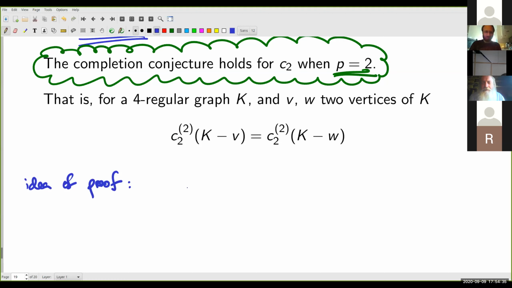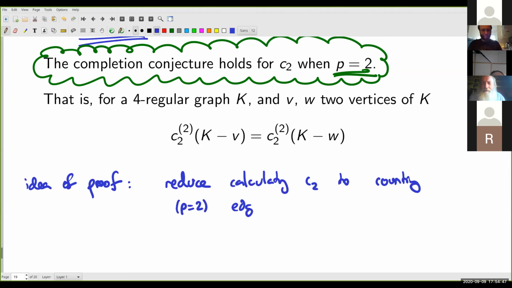But what is the idea? The idea is you reduce calculating C2 to counting, and now in the p equals 2 case, certain edge bipartitions of the graph.